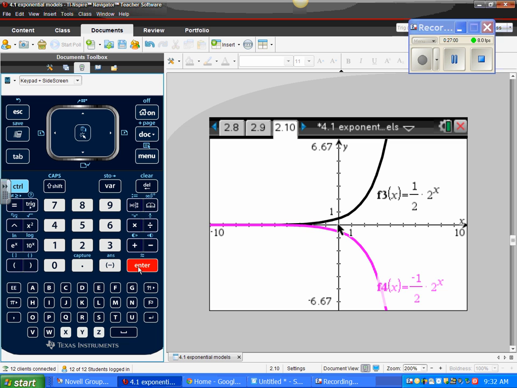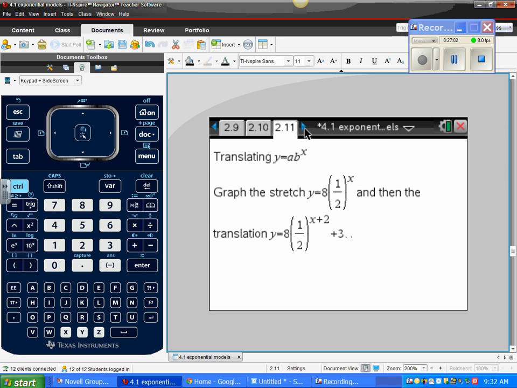Okay, so translating y equals a times b raised to the x, we're going to pick up here next class. This lesson is going to take us 2 days. So in your packet, you can only do 2 through 5. 6 and 7 are going to have to wait. So make that adjustment. This is a 2-day lesson.